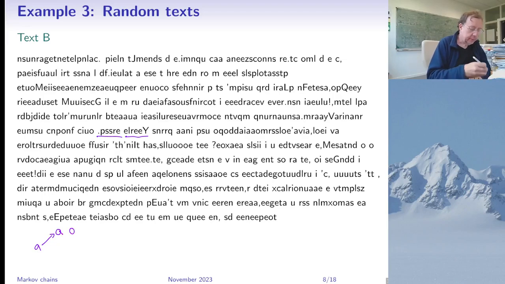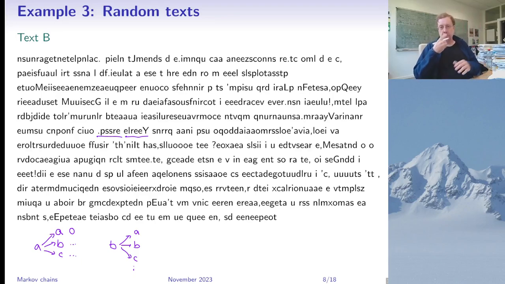So here we'll have a probability 0, but A can be followed by B, and I will have a certain probability, and by C a certain probability, and I do the same starting with letter B. So it could be followed by A, B, C, and so on. And I compute all these frequencies for my text sample. So this gives me a big transition matrix of size 60 by 60. And then I use this matrix as the transition matrix of a Markov chain.